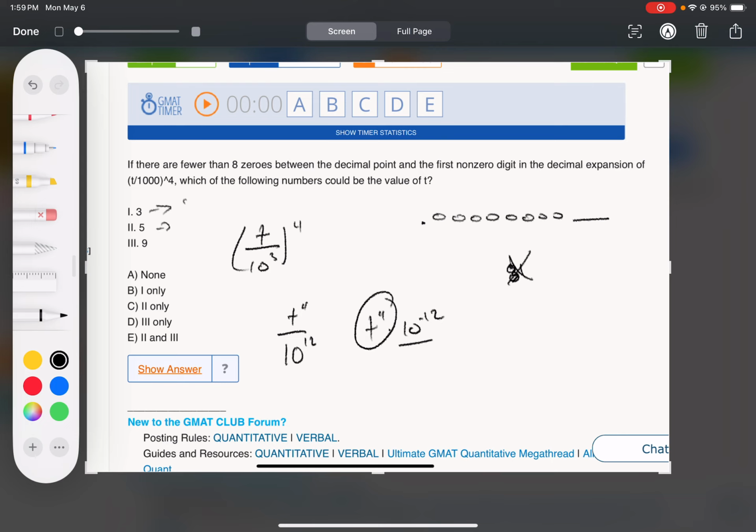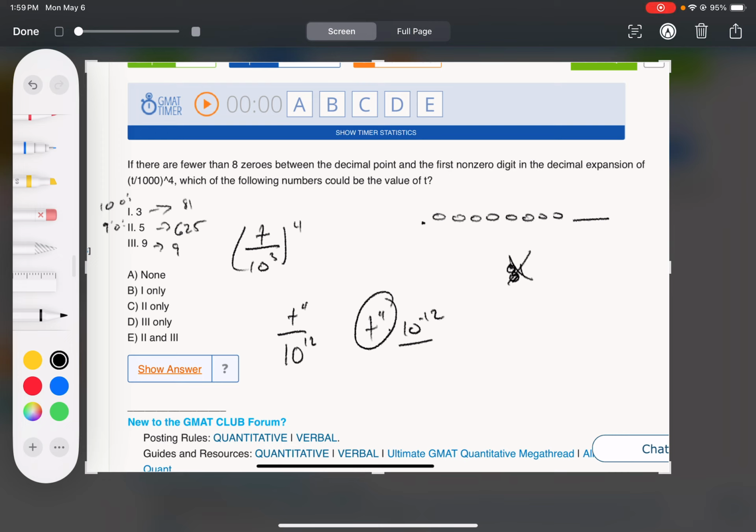5 to the fourth is 625. That's 3 spaces. So there's going to be 9 zeros there. So, right, this is 10 zeros. This is 9 zeros. So that's not the one either, because we need fewer than 8 zeros. Basically, t to the fourth needs to take up more than 4 places.